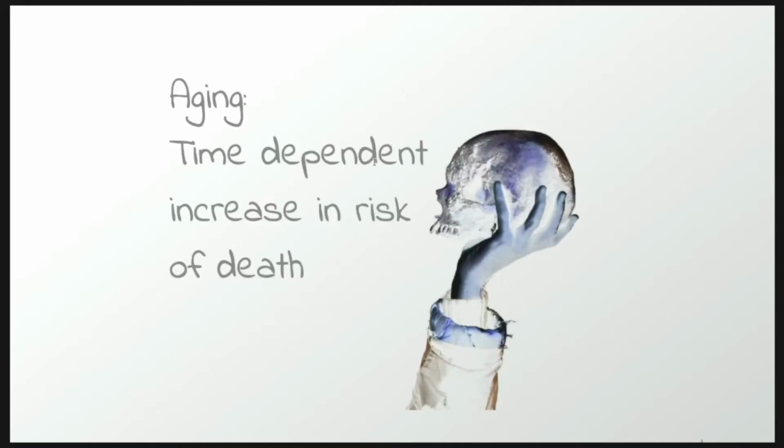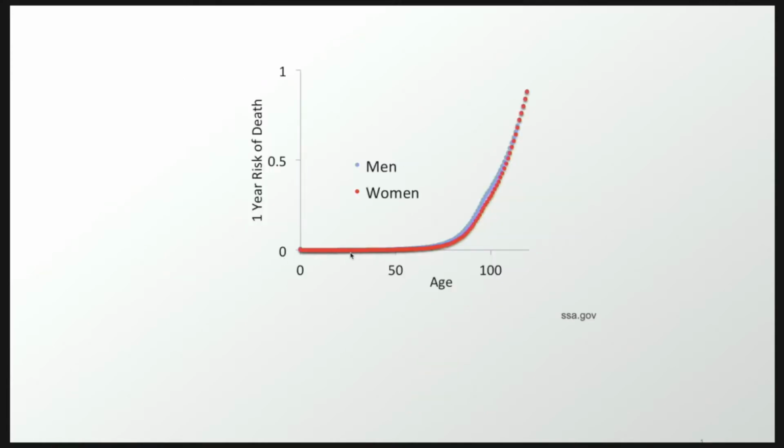We can define aging as a time-dependent increase in risk of death, and this corroborates this statement. This is the 1-year risk of death as a function of your age, data from the Social Security Administration in the US. As you can see, as we get older and hit about 60, 70, you get a markedly increased risk of death.